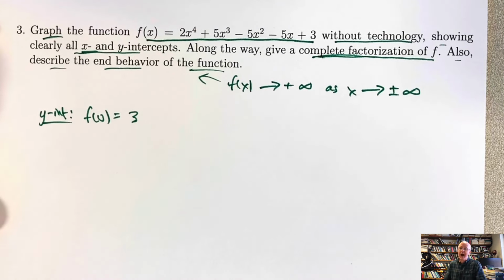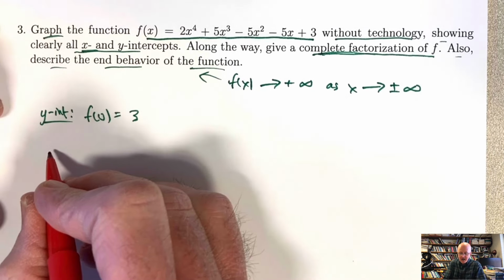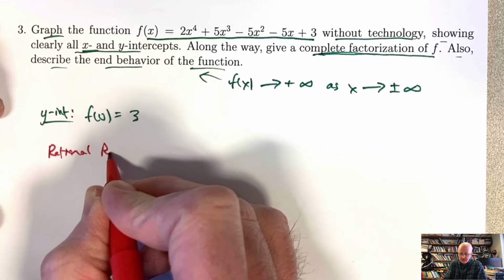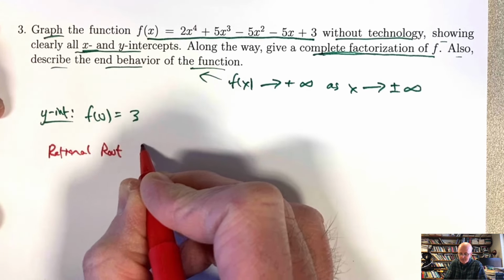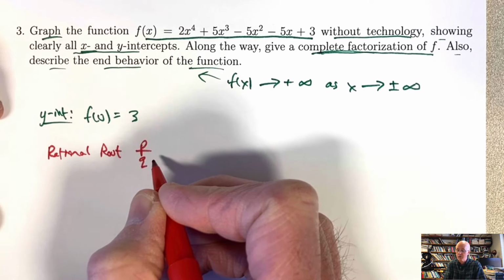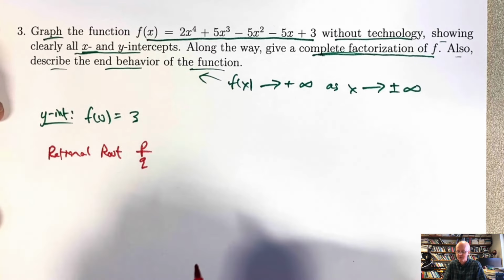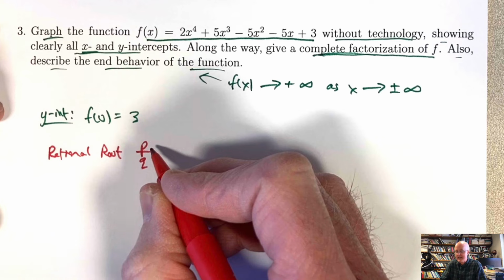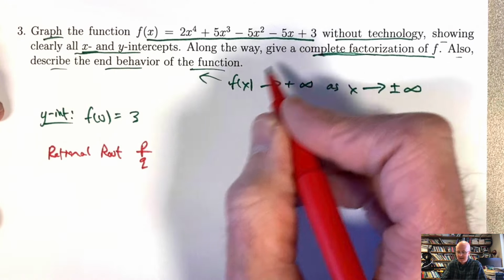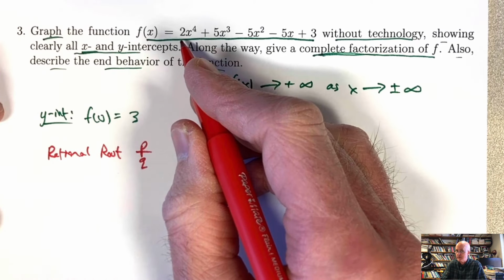There's something called the rational roots theorem that says if you've got a rational root, the rational roots are of the form p over q, where p and q are integers, whole numbers, not dividing by 0 either. If you have a rational root, the numerator p has to divide the constant term, in this case 3, and the denominator q has to divide the leading coefficient, in this case 2.